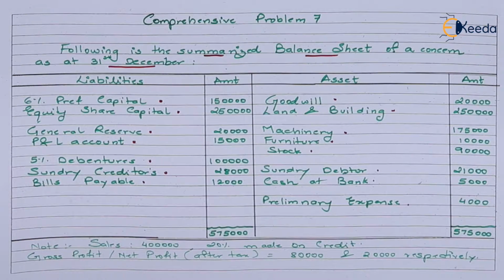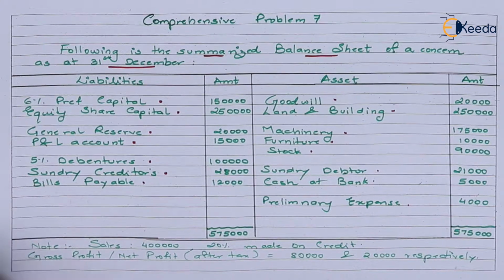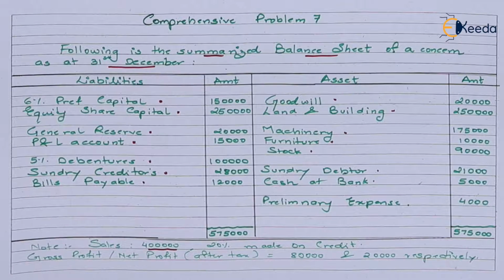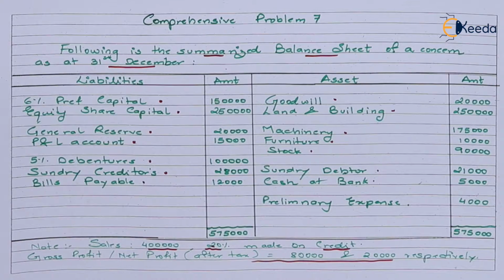Apart from that, in the note below, they have mentioned that the sales amounted to 4 lakh rupees, out of which 20% is made on credit. That means out of 4 lakh, 20% has been made on credit, the rest is on cash. Gross profit is 80,000, and net profit after tax is 20,000. We have to go ahead and comment on the financial conditions. That means all the ratios that are related to the financial conditions will be mentioned down here.